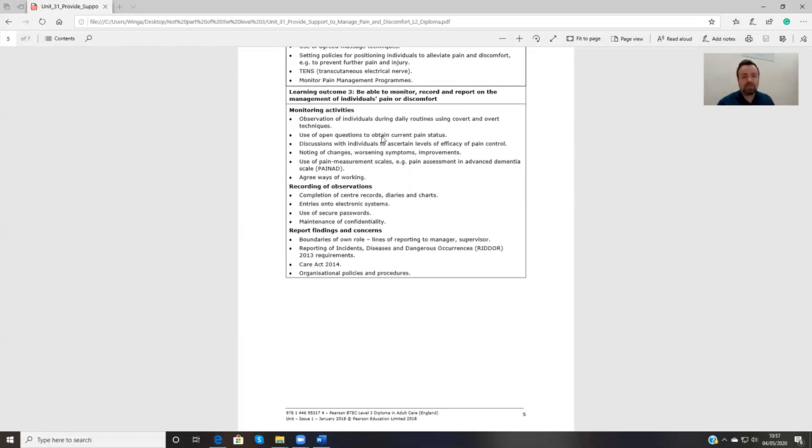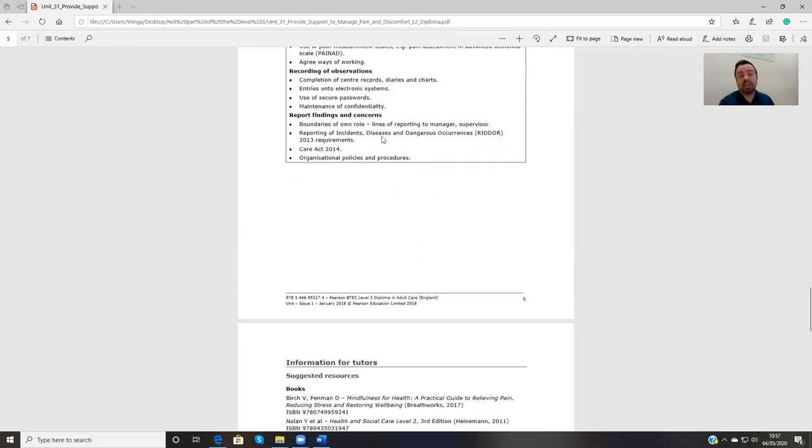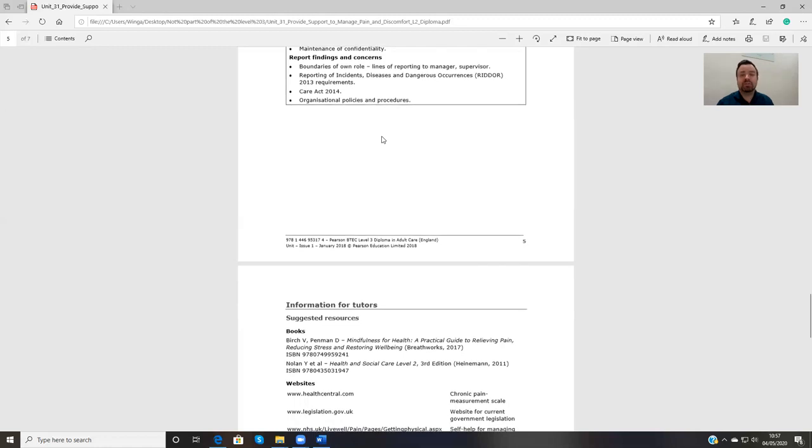And finally, we need to report our findings, again, using the correct reporting methods and understanding that we're aware of regulations. So RIDDOR, Reporting of Injuries, Diseases and Dangerous Occurrences Regulations, and the Care Act 2014, and to understand our policies.